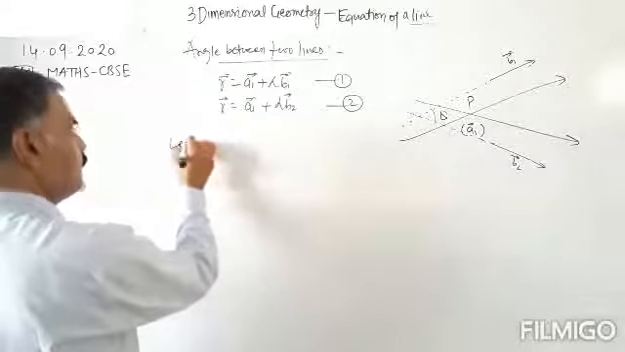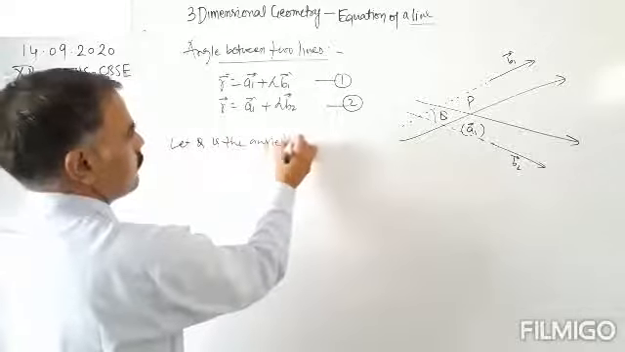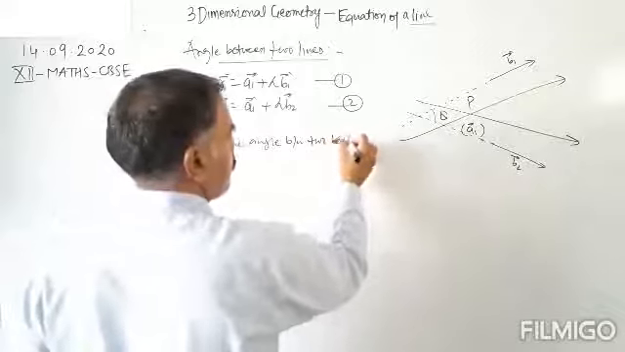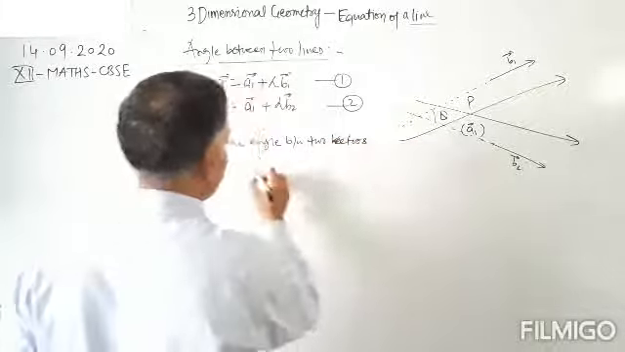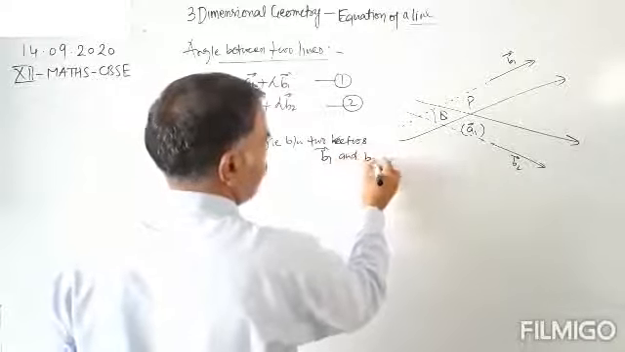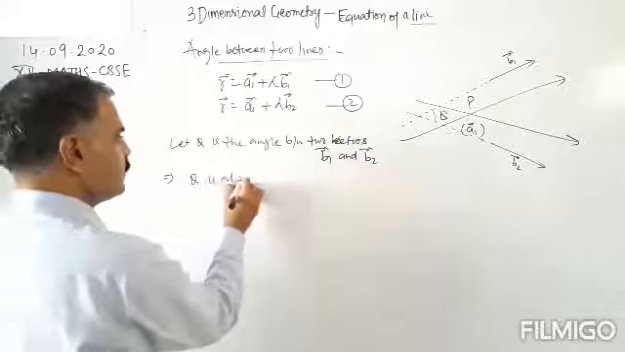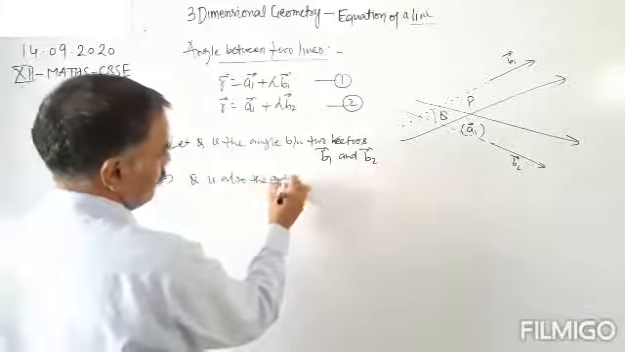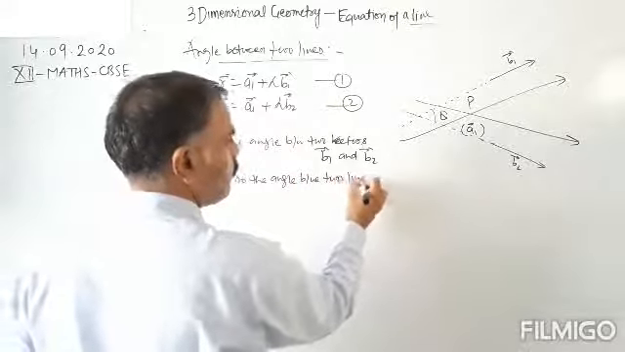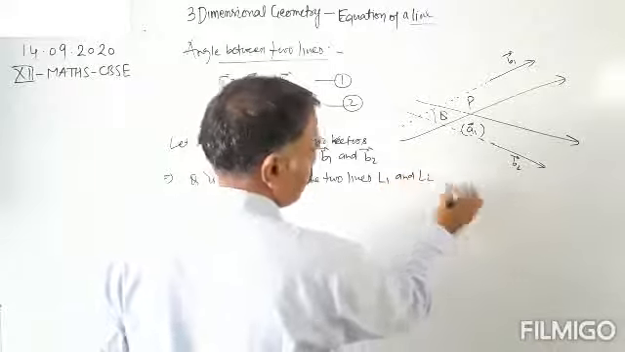Now let theta be the angle between two vectors v1 vector and v2 vector. This implies that theta is also the angle between two lines L1 and L2.